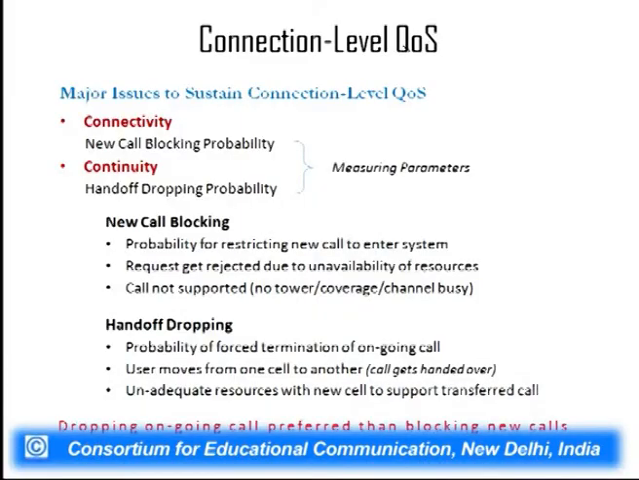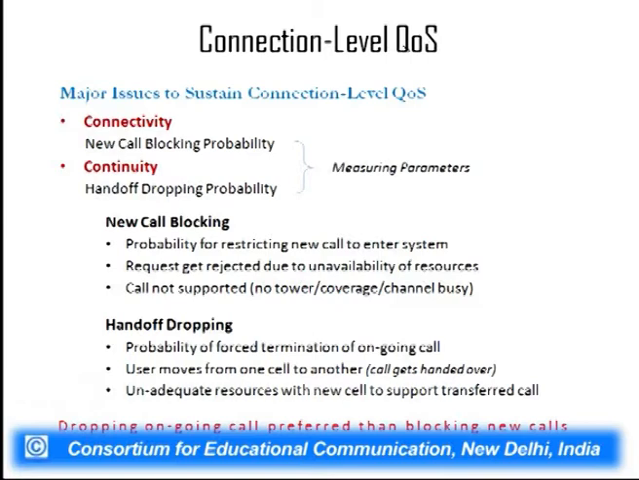To measure the connectivity and continuity, we have two parameters with us: the new call blocking probability and the handoff dropping probability. These are the two measuring parameters. The new call blocking probability is the probability of restricting new calls from entering the system. What is the probability that they cannot enter the system, that is, they cannot take up the network services? This might happen because the call is not supported due to several reasons.